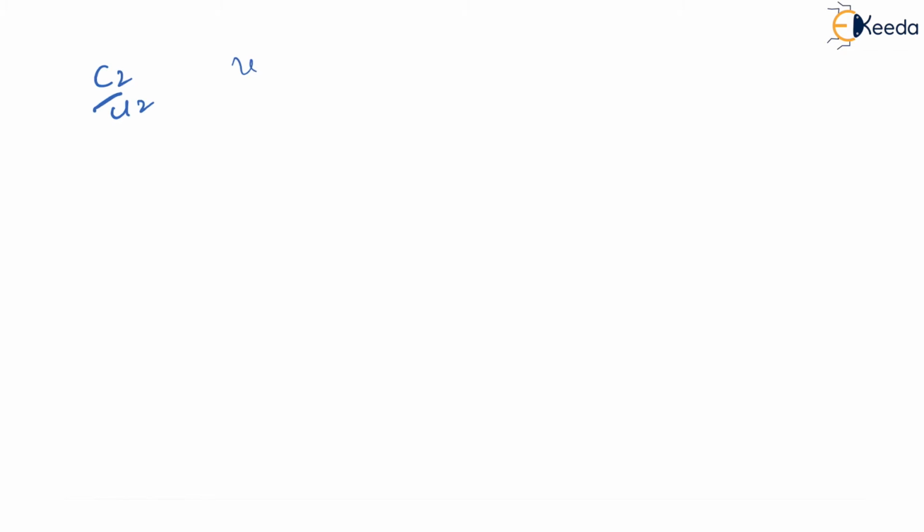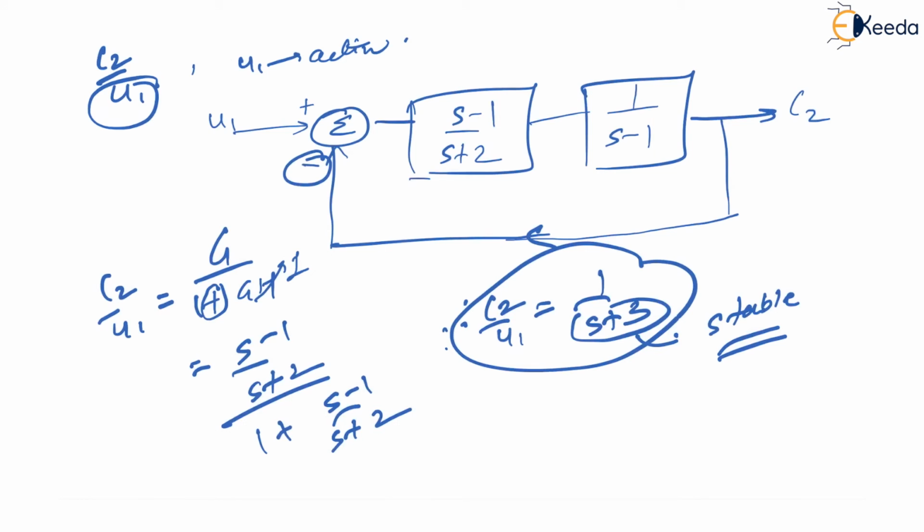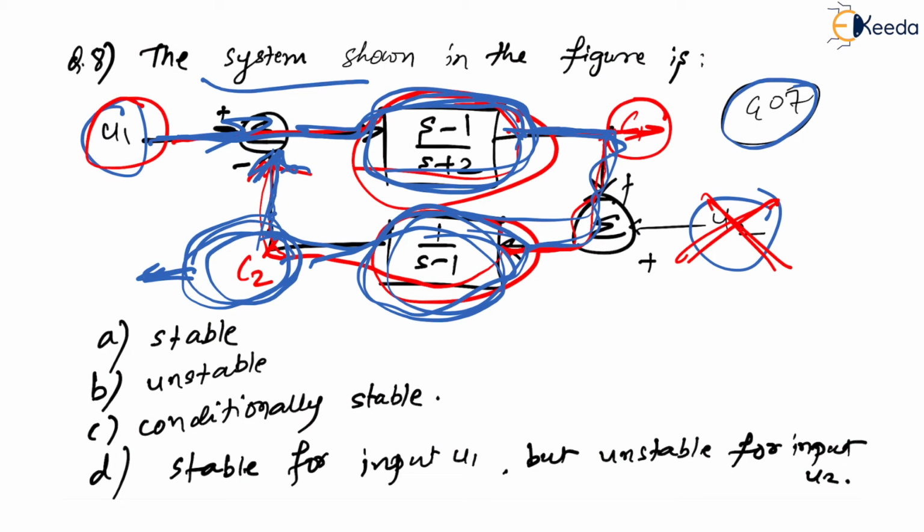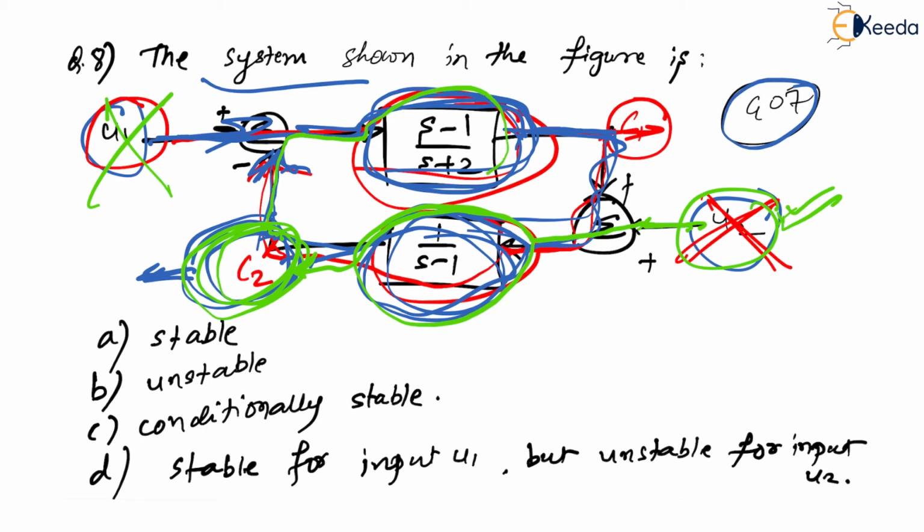Let us see what happens to find C2 by U2. U2 is active, which means U1 is short circuited now. U1 is deactivated, whereas U2 is active. Input goes here and I am expected to take output here at C2. Input goes through this block, I get the output C2, and then I come back through S minus 1 upon S plus 2, and then again this one.